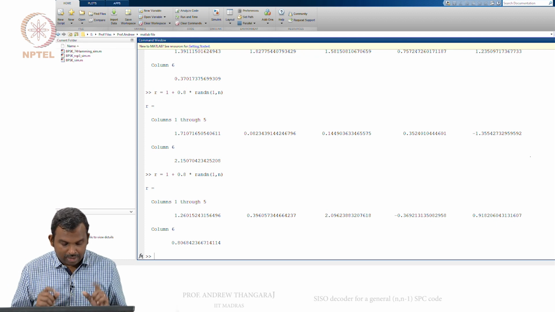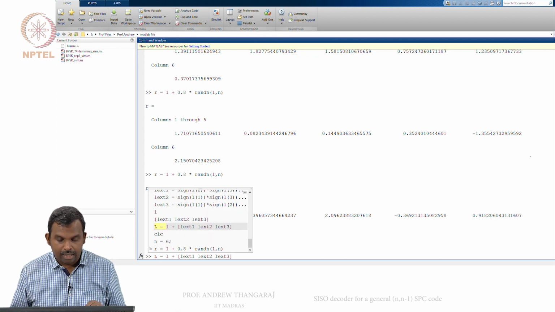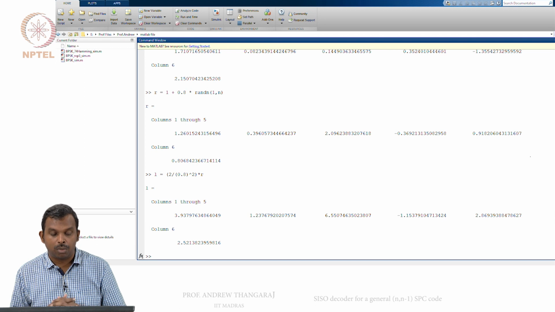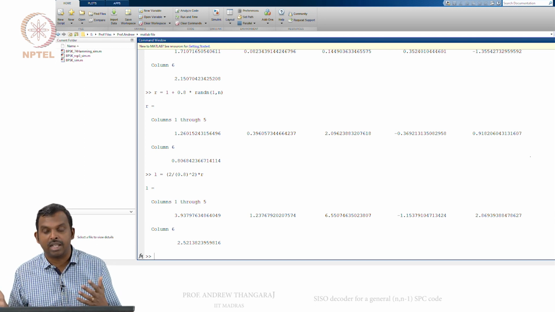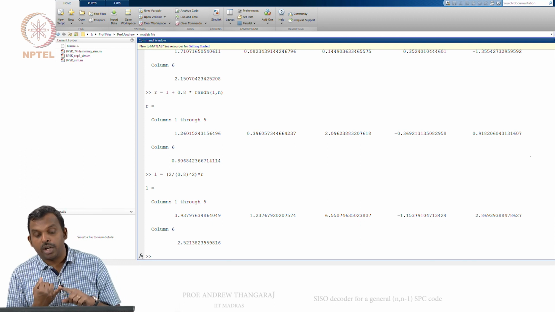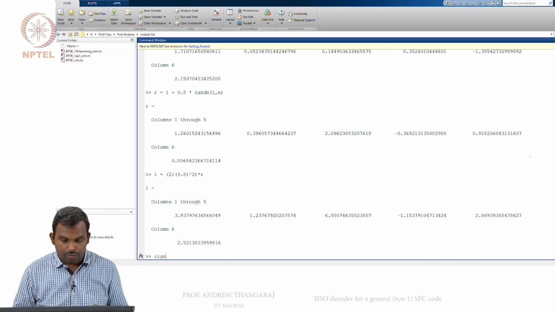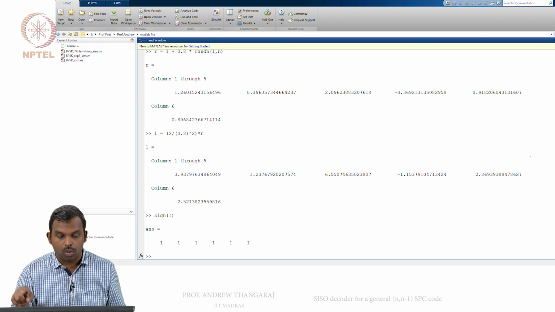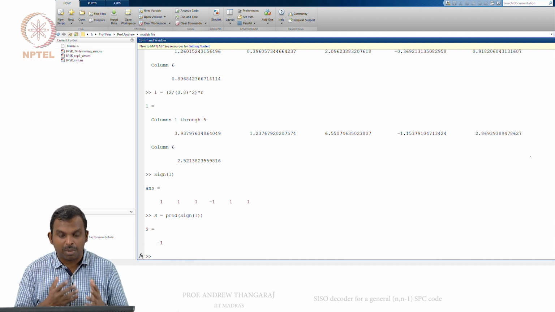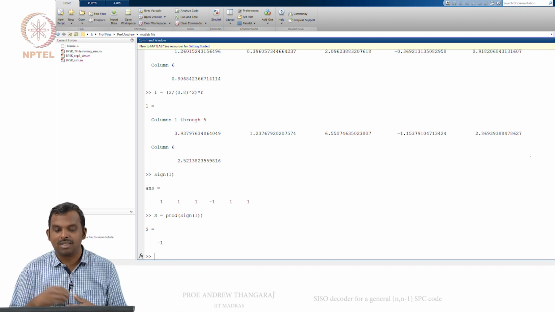Okay, so the first step is to calculate L. L, as you know, is 2 by sigma square times R. Okay, so we get this. 3.93, 1.23, 6.55, and so on. Okay, and then what do we need to do? We need to find Lx. For Lx, I need the product of the signs, right? So if you do sign of L, you get the signs 1, 1, 1, minus 1, 1, 1, and then you can write down capital S as the product of sign of L. Okay, that is minus 1. I could have also told you that, but still, just to illustrate, we do this.